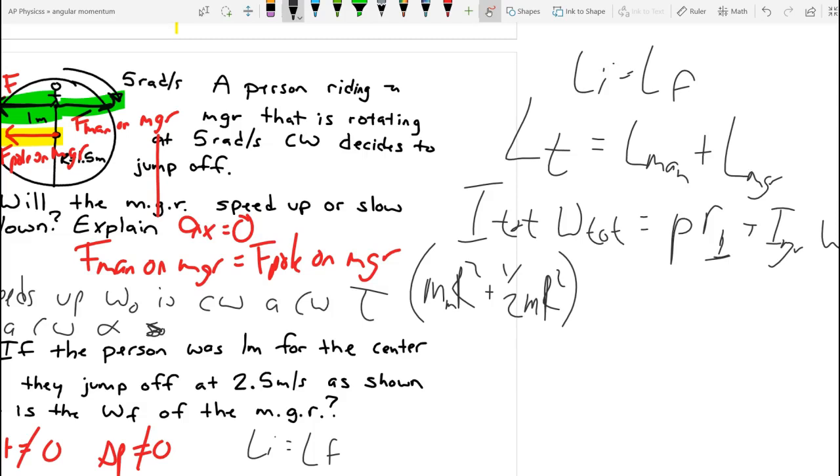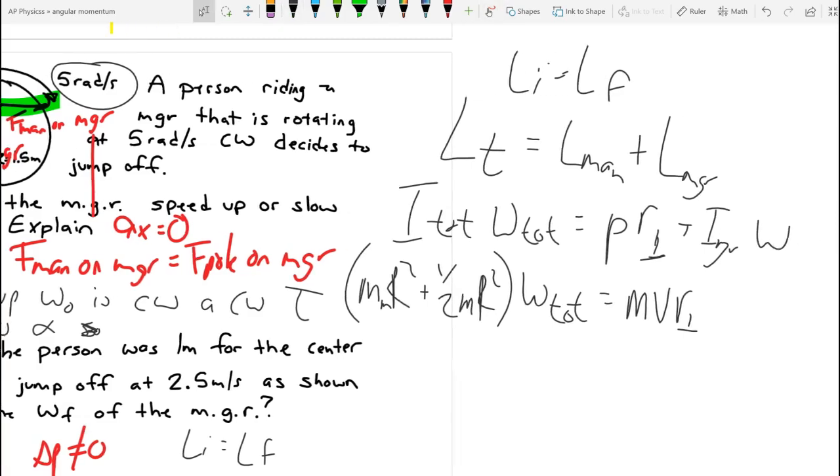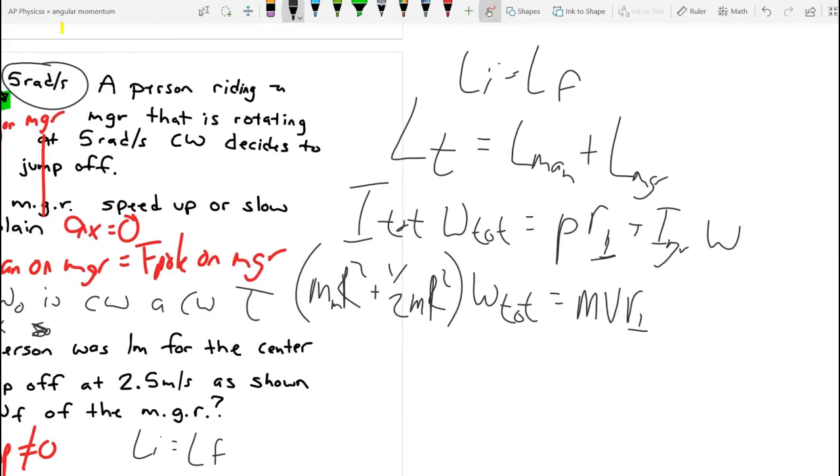Times omega total, and omega total, the whole thing at the beginning is rotating at 5 rad/s. Remember, rotation is the same at any location. Now the man, I don't know his momentum, but I do know momentum is mv times r perpendicular. Lastly, angular momentum of the merry-go-round, that is 1/2 mr squared times omega, which is what we're looking for.